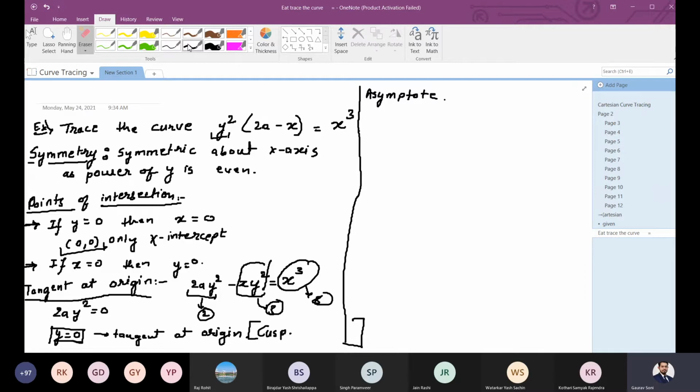So we'll go for asymptote parallel to y-axis. Parallel to y-axis. What is the highest power of y? Which is y square. What is the coefficient of y square? 2a minus x equal to 0, which means that x is equal to 2a.